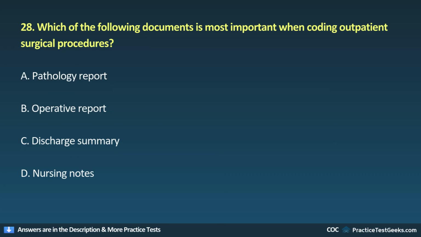28. Which of the following documents is most important when coding outpatient surgical procedures? A. Pathology report. B. Operative report. C. Discharge summary. D. Nursing notes.